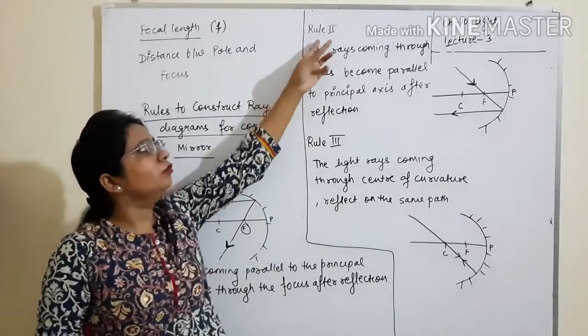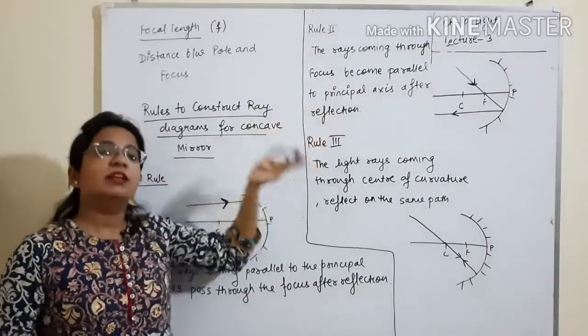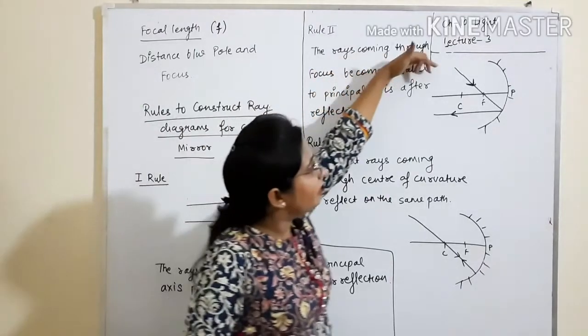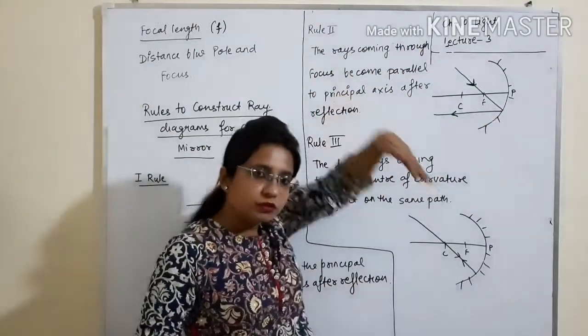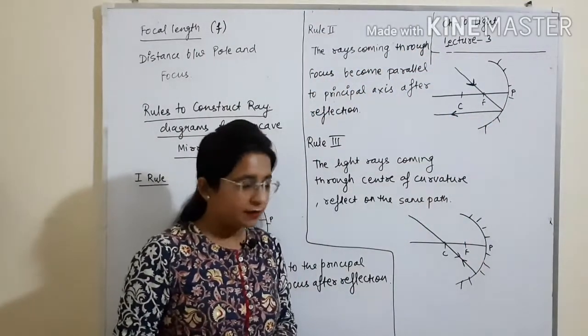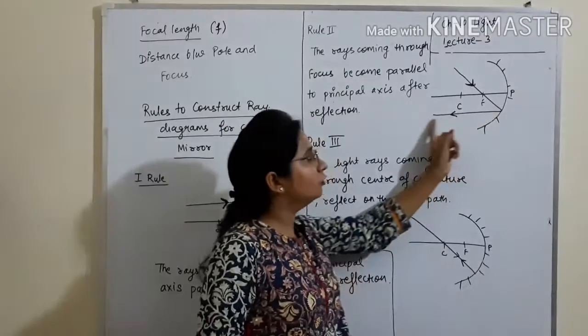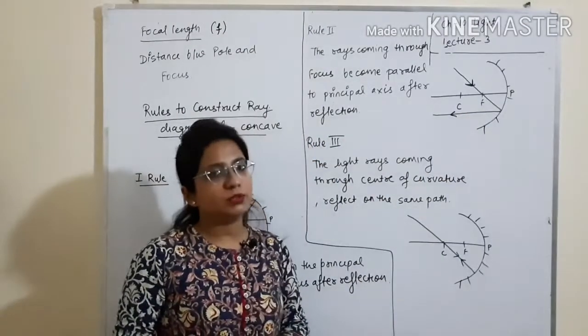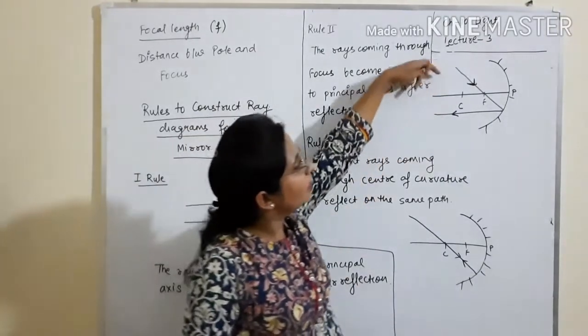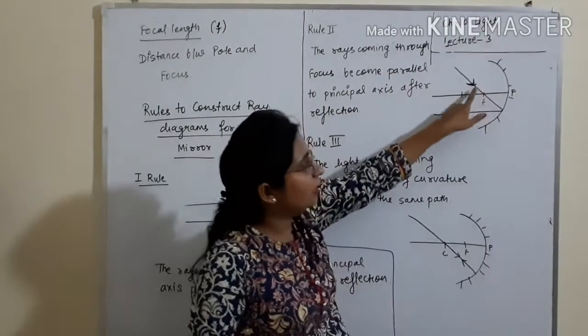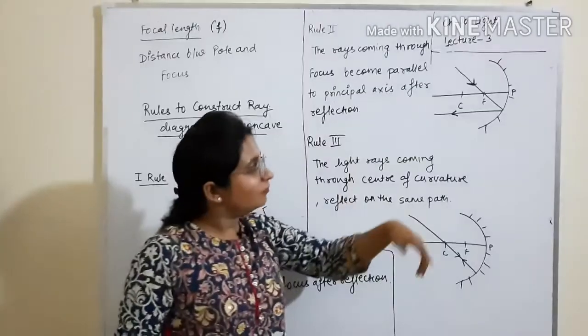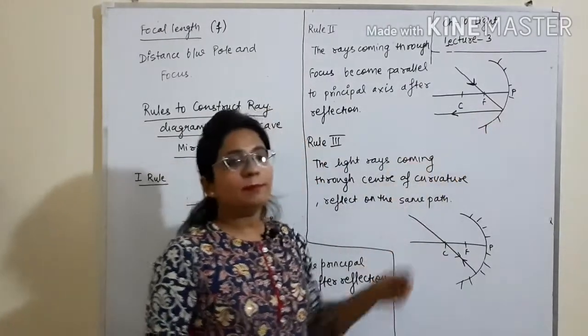Now the second rule is vice versa of this, that if any incident light rays coming towards focus of the concave mirror, then after reflection it will become parallel to the principal axis. तो अगर कोई light ray already focus की तरफ आ रही है, you can see the arrow, after reflection it will become parallel to the principal axis.